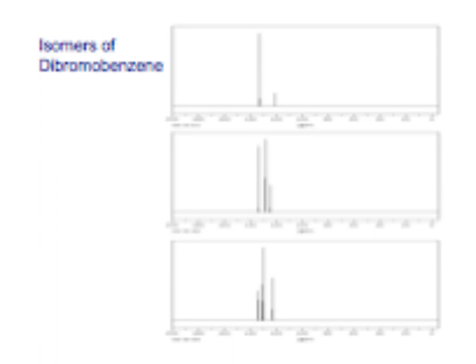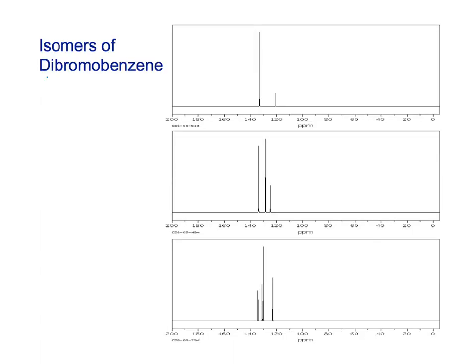One thing that you can get a lot of in C13 is it's very good at determining symmetry. So for example, here are 3 different spectra. They're all for isomers of dibromobenzene. Okay, so let's draw out the 3 possible isomers of dibromobenzene.